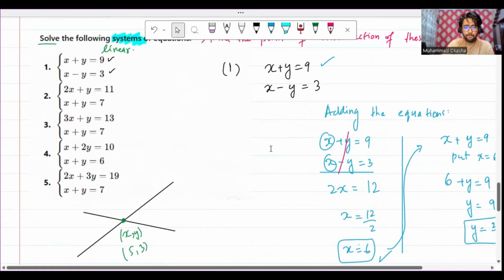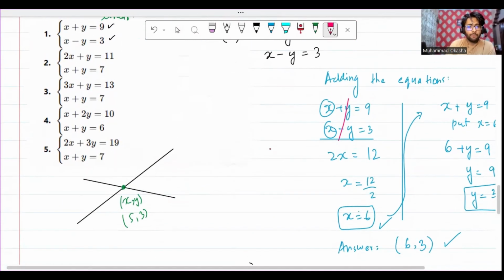I'm going to do 5 of them so that you can get a better idea. I would recommend you pause and try number 3. Again, the problem is the same: we have a positive y and again a positive y. So we'll have to multiply equation number 3 by -1. Give it a shot.